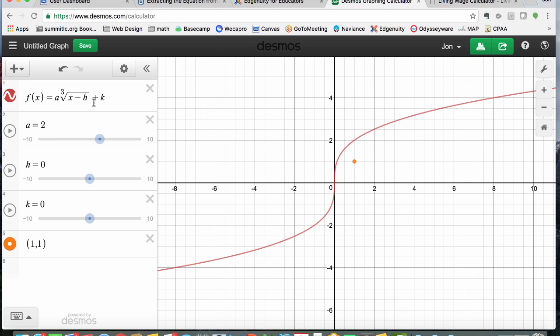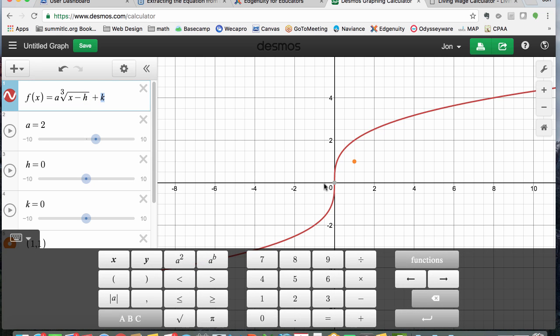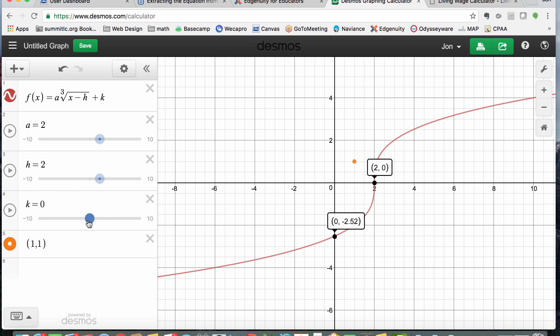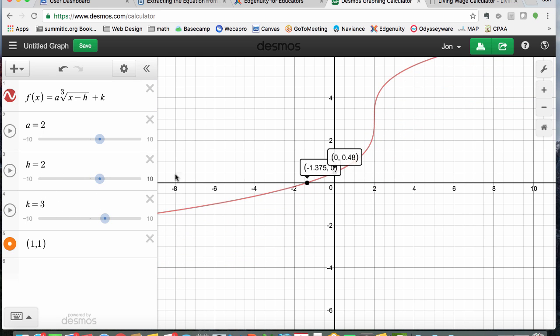So instead of my values for h and k being the starting point, they're now what we call the inflection point. They tell me, okay, from this point, going up, it curves to the right, but going down, it curves to the left. So (0, 0), my values for h and k, are my inflection point. If I make k 3 and h 2, now my inflection point is up here, over 2 for h, and then up 3 for k. So that matches right there. That's, again, telling me where my curve changes.